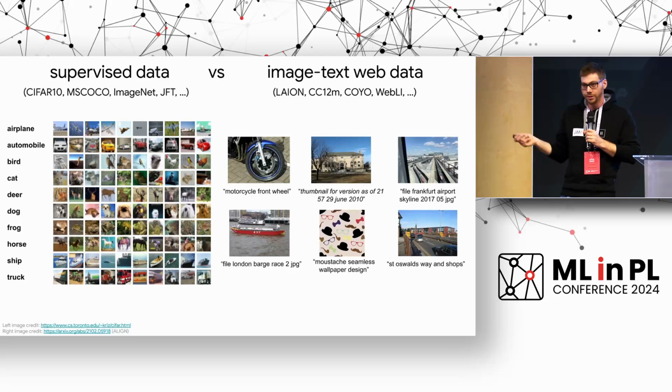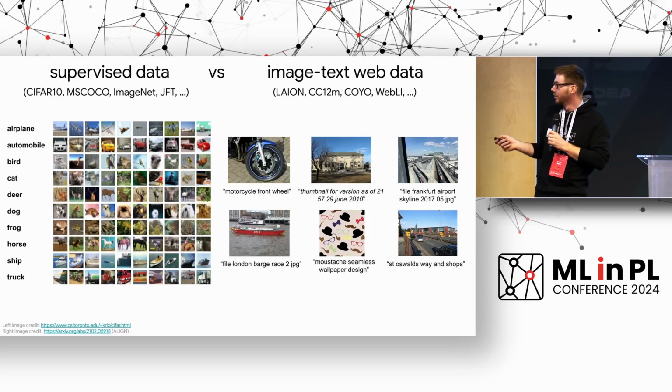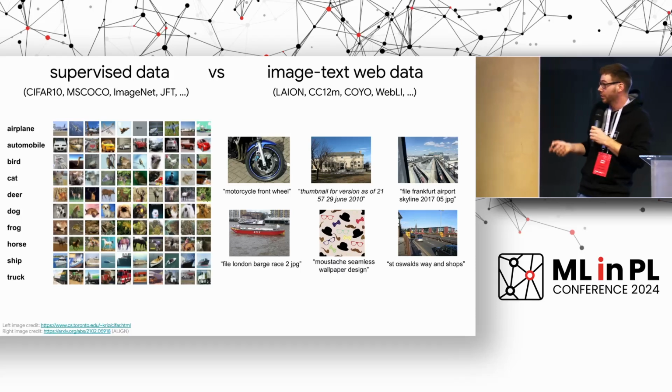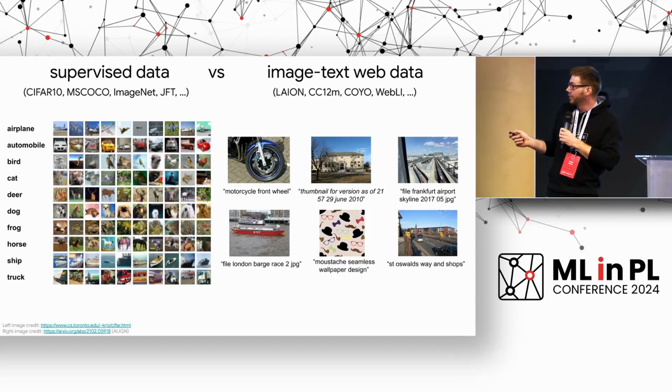And so now a ton of images on the web just come with this alt text. So this is great and bad. Bad because it's way less precise than the classic thing of having a list of classes and just getting images from that, right? You have stuff that can be completely useless, like thumbnail for version as of blah, blah, blah. So this doesn't describe the image, and there's a lot of that. But you also have really great things, very detailed things, like here.